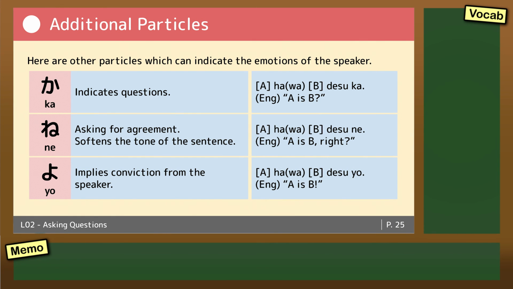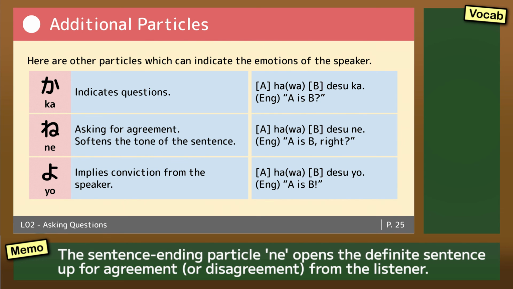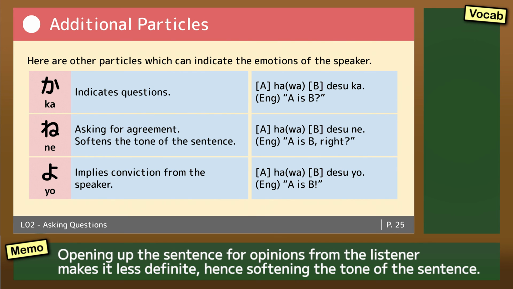Apart from the particle か, we have also learnt two other sentence-ending particles in this lesson as well. ね is added to the end of sentences to imply that the speaker is open to agreement or disagreement from the listener. As such, adding ね to the end of sentences also softens the tone.